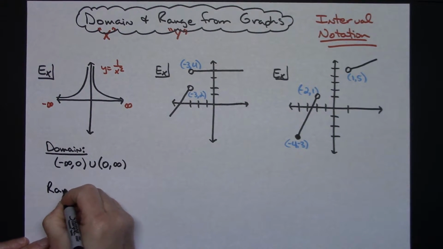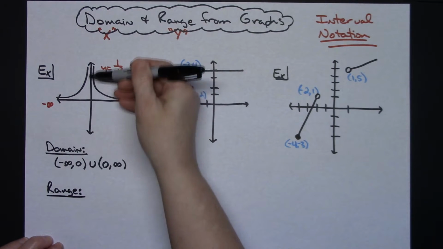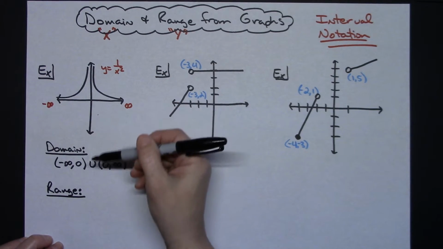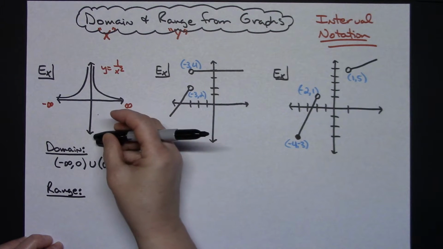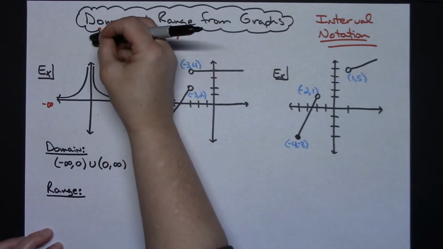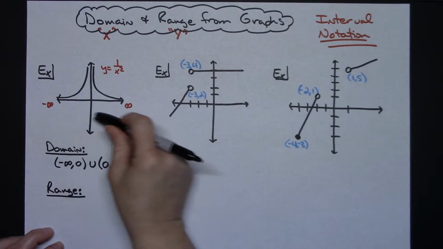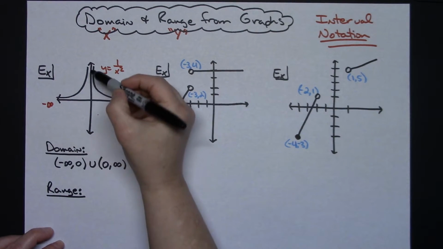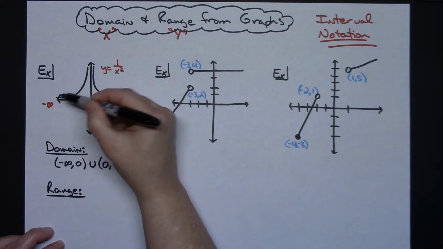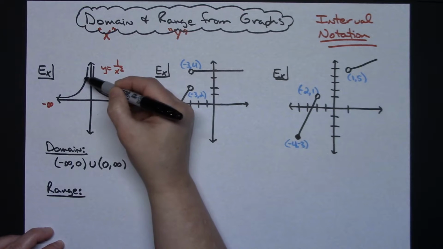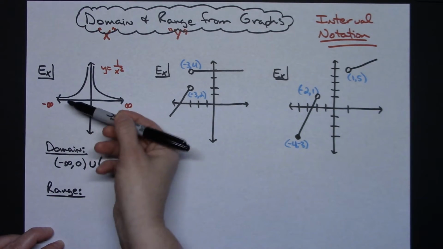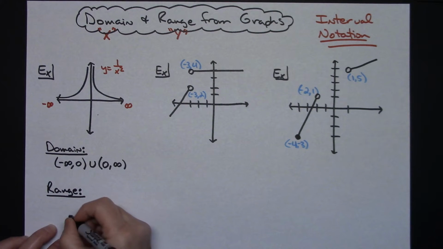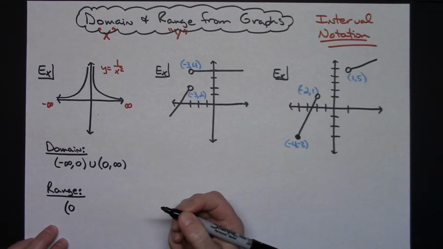Now looking at the range. Range is my y values, so I'm going to be looking up and down this y-axis. And I always want to start with my lowest y value and go up to my highest y value. So there's nothing down here, there's no graph or anything down here, so I know it's not going to be negative. Now if this is approaching an asymptote, then it's going to get really close to 0 on the y-axis, but again, never ever touch it. So the lowest value there is going to be 0, but with a curved bracket because it's not going to include it.